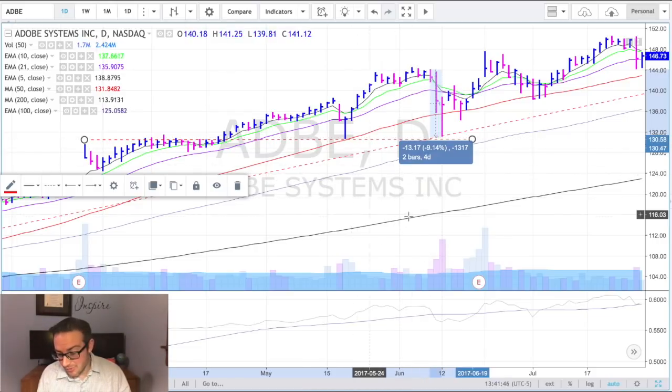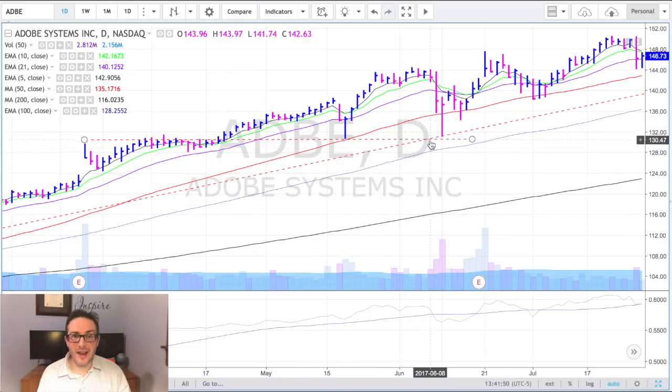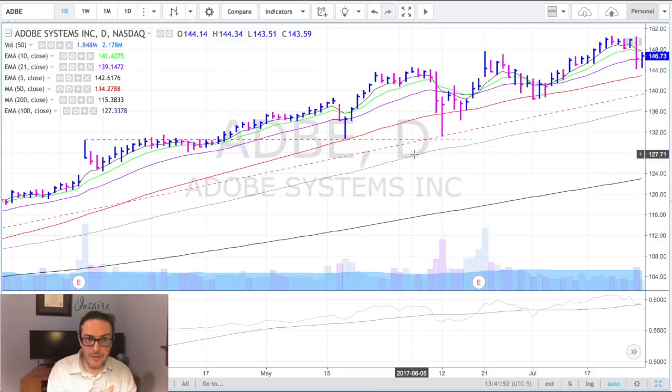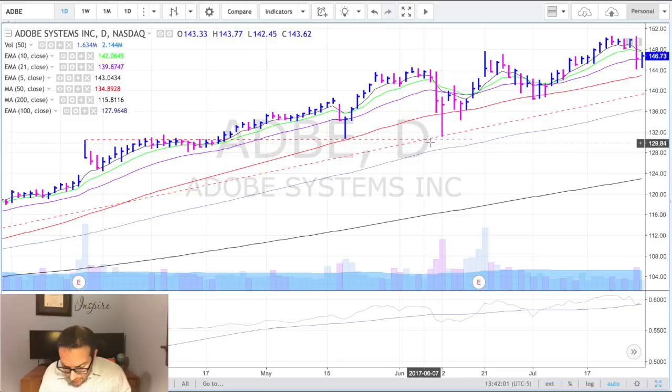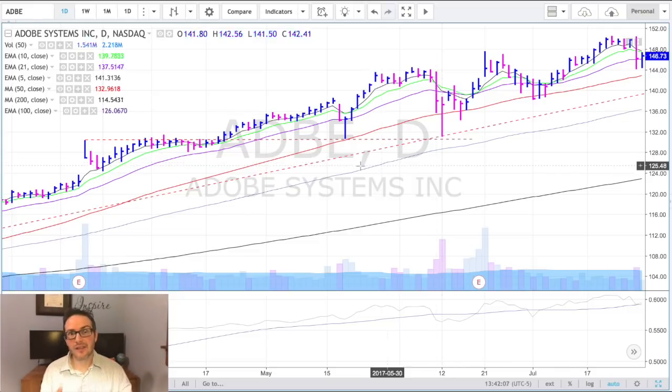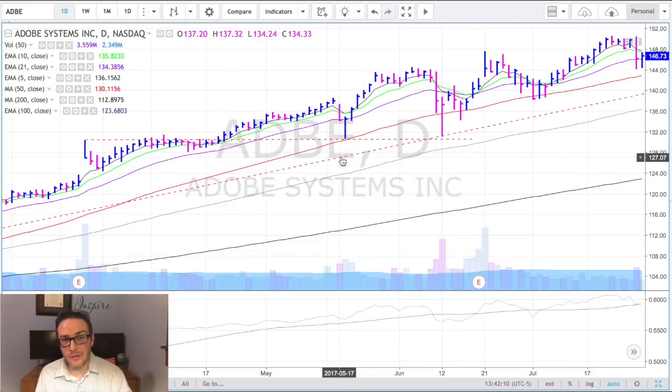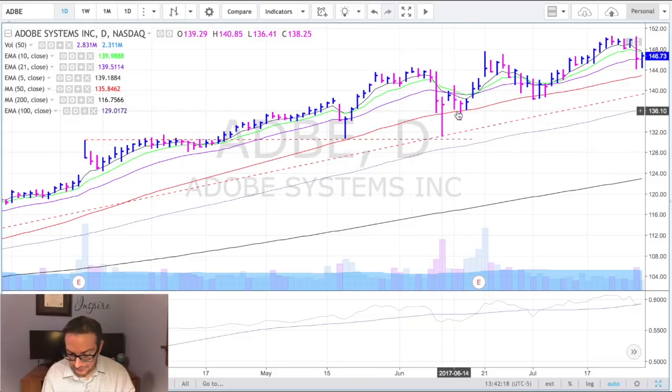Very, very scary move. I probably would have been shaken out of that if I was not just following along with the model portfolio and before I had this kind of experience of doing this for a few years. And so the low of this day was $131.20. So it comes within about $1 or so of where we had our stop loss and continues to work its way higher, thankfully.